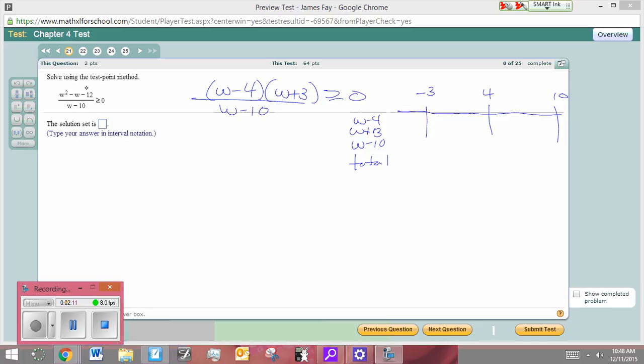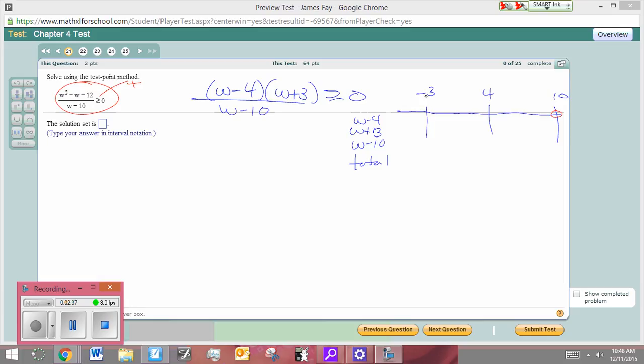With this one, it's a rational inequality, so we've got to be greater than 0. So that means at the end we're looking for positive results. We're going to factor it, so the factors are w minus 4, w plus 3, and w minus 10 on the bottom. Those give me the zeros of positive 4, negative 3, and positive 10. I'm going to put an open dot at 10 just to remind myself that I can't use that because it's in the denominator. And now I'm just going to go find signs.